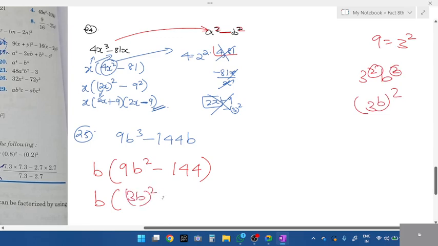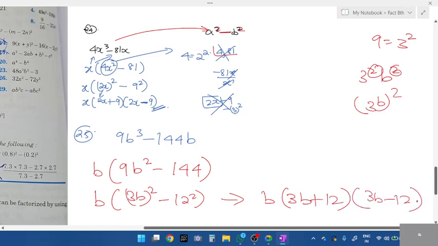Very good. 3B the whole square minus 12 square. The answer is B remains as it is. Multiply both and add, subtract. If you add both and subtract, what do you get? 3B plus 12 into 3B minus 12. Does anyone have a textbook with you all? No. Just keep checking the answer, students. Whoever has, check the answer. Okay, keep a bookmark. Do it every day. Any one or two students, just keep checking the answers. If it is wrong, let me know.